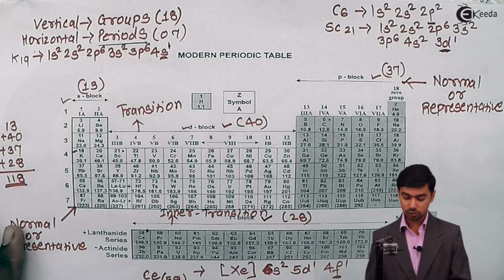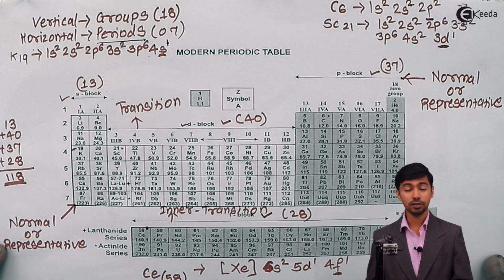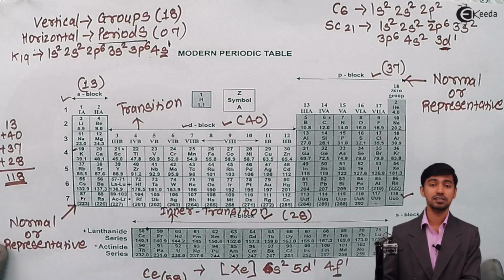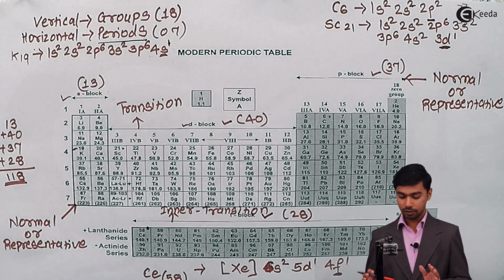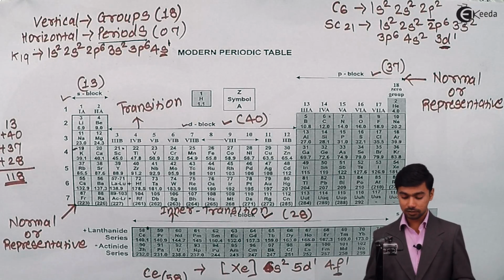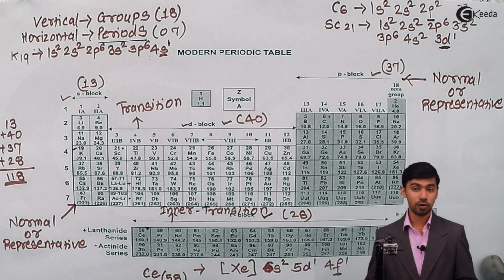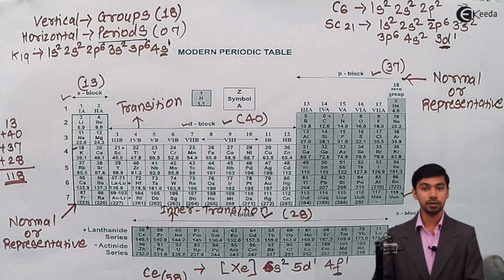So these are the 118 elements that we have classified on one page by using the modern periodic table. This is a very simple way to know the properties, symbolization and everything about the elements just by studying this one table, that is the modern periodic table. So this is all about the modern periodic table.